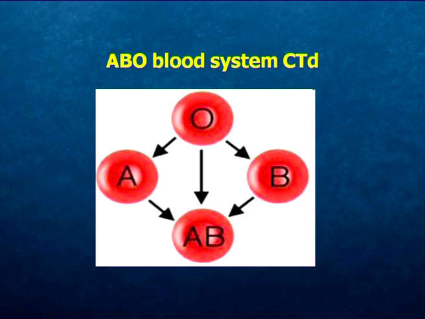Now, who can act as the universal donor? That is O negative, because the RH antigen is also not there. So, this blood can be transfused to any person. It becomes compatible blood transfusion, irrespective of the blood group type of the recipient. Likewise, AB is the universal recipient.